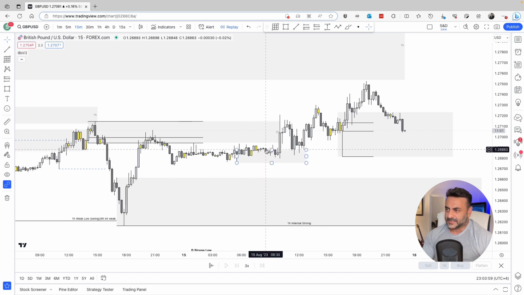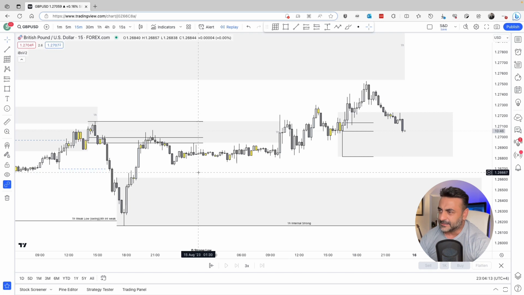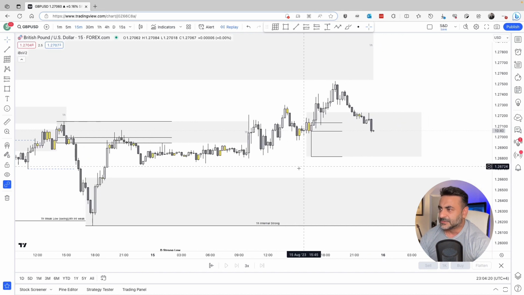I mean, look at all these wicks, right? The price has been going in and out, in and out, in and out, and how many orders would have been taken already at this point in time, right? So for me, this was not really something I was of interest, but nonetheless, if you're playing this internal small structure, this would be a valid trade. Anyways, so then what happened?